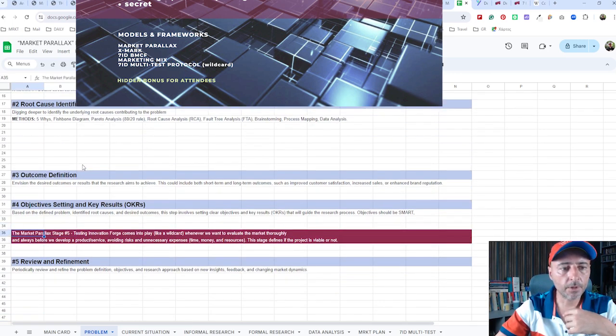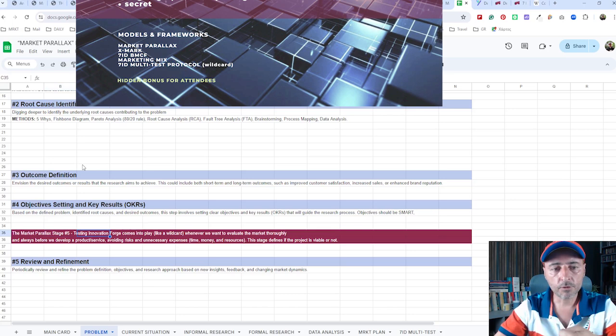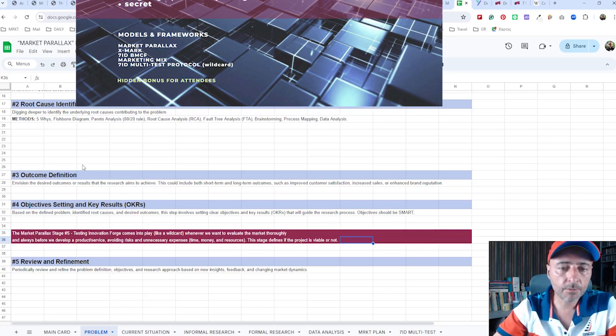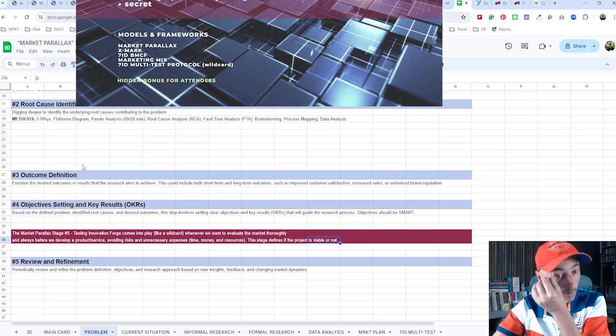And here I describe that testing innovation force comes into play like a wildcard. The market parallax stage number 5 is the 5th subphase of the first phase of the 7 ideals methodology. It's named as testing innovation force, comes into play like a wildcard whenever we want to evaluate the market, and always before we develop the product service, avoiding risks, unnecessary expenses. And this stage defines if the project is viable or not.